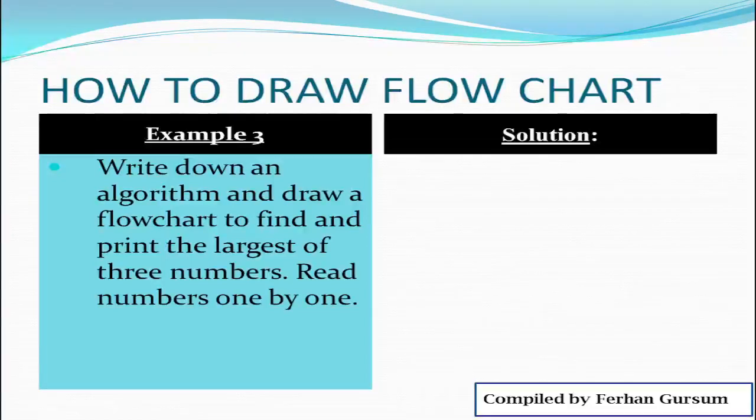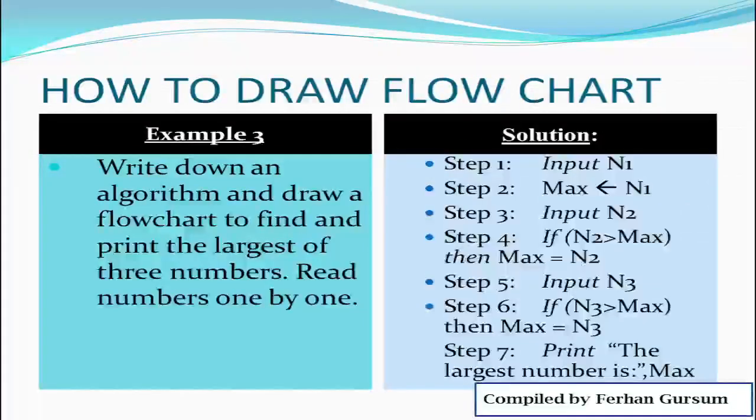Then by default, let us say number 1 is the maximum number, okay. Then we have to take the second number. Then if the second number is greater than the maximum number, which we said by default is number 1, and if that is true, then max, or maximum number, is equal to what? N2, number 2. But if not, the first number is the maximum. We have to go step by step, okay.